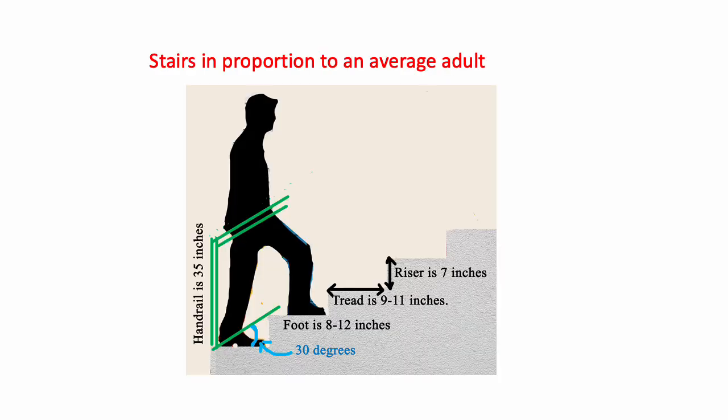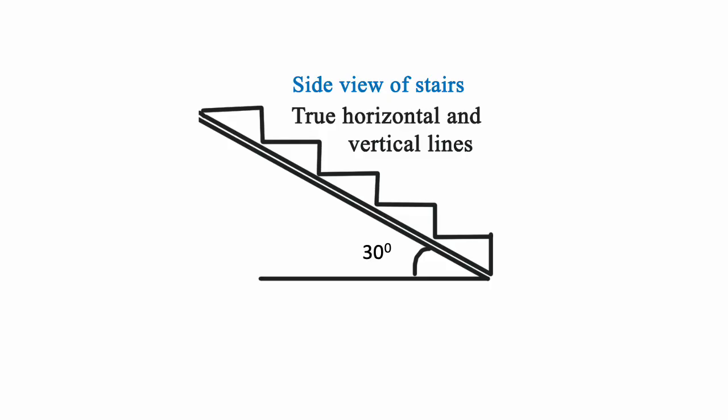Stairs need to be in proportion to the figure. The treads where we place our feet are 9 to 11 inches long, while a foot is usually about 8 to 12 inches long. Risers are 7 inches high, and the handrail is 35 inches high. It hits the adult around the top of his thigh, so he can hold on to the handrail with a little bend in his elbow. The usual flight of stairs forms about a 30 to 50 degree angle with the ground. The side view of stairs shows true horizontal and vertical lines, and also the true angle, which here is 30 degrees.